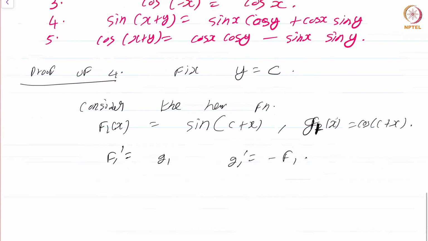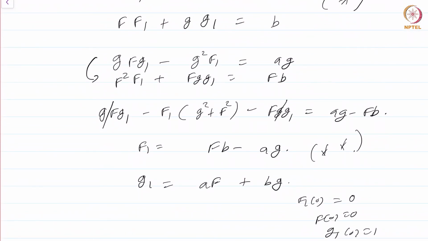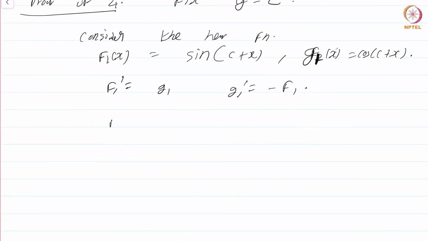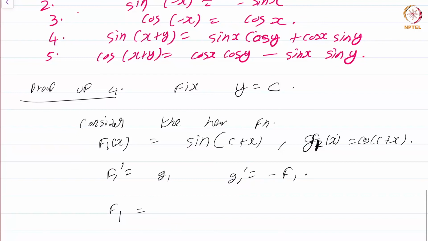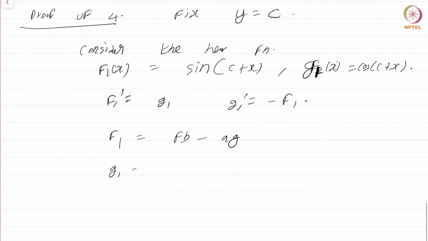How does this help us? Well, the remark that I made, that this pair of equations, double star, is still valid with just the assumption that f1 prime is equal to g1 and g1 prime is equal to minus f1, is very useful now. What does this give us? Well, let me go back because my memory is not what it used to be. f1 is fb minus ag and g1 is af plus bg.